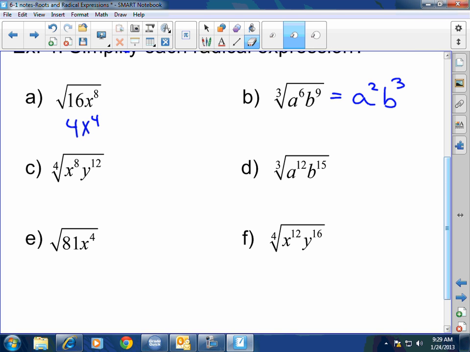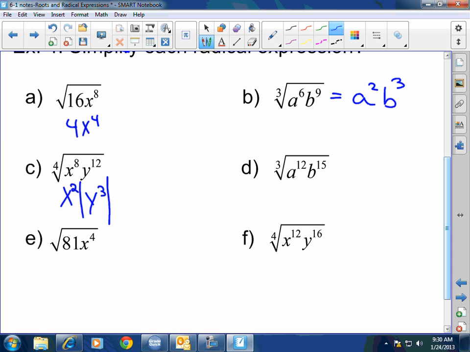Okay. The question was, how do I know it's odd? Because numbers like 1, 3, 5, 7, 9, 11, those are odd numbers. So 8 divided by 4 is x squared. 12 divided by 4 is y to the 3rd, which is an odd number, so I put that in absolute value. Anytime I take out an odd exponent from an even root, I have to put it in absolute value.